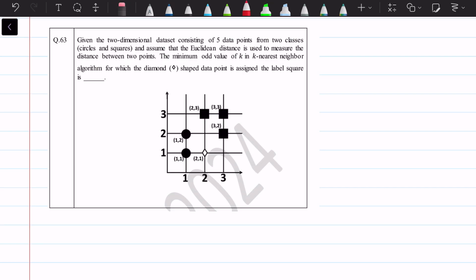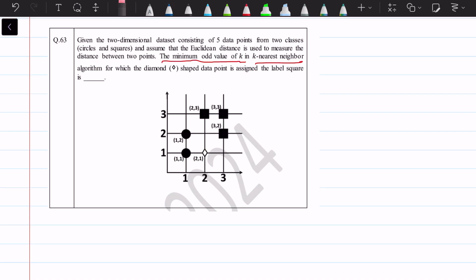And assume that Euclidean distance is used to measure the distance between 2 points. Okay, so coordinates are given, so we can simply find the Euclidean distance. And the minimum odd value of k in the k nearest neighbor algorithm, for which this diamond shaped data point is assigned the label square.